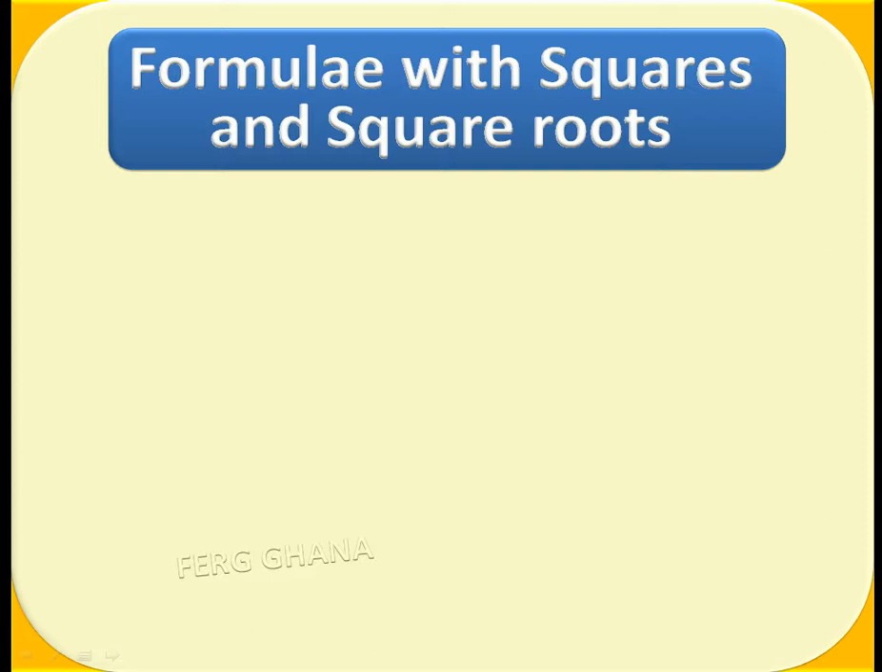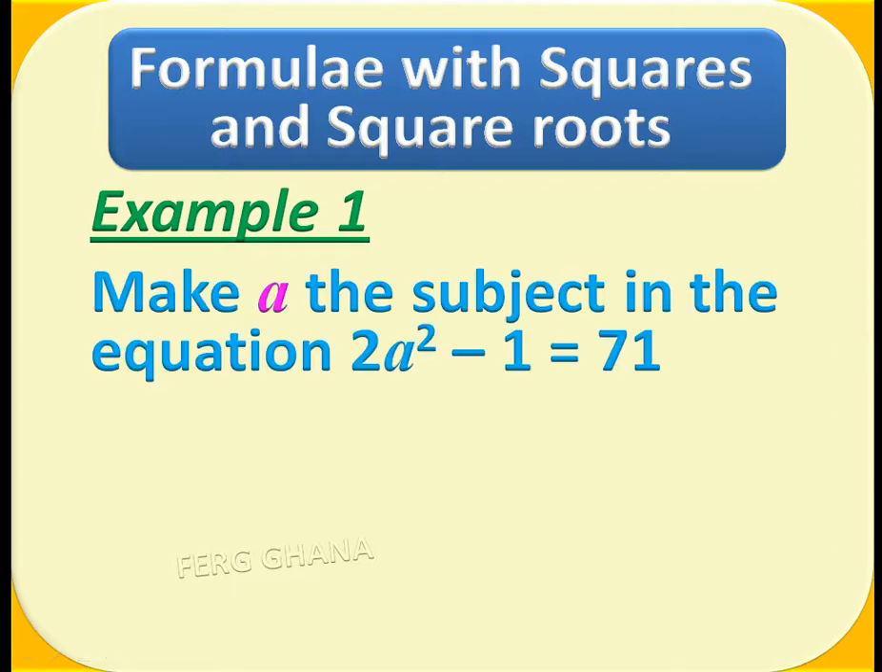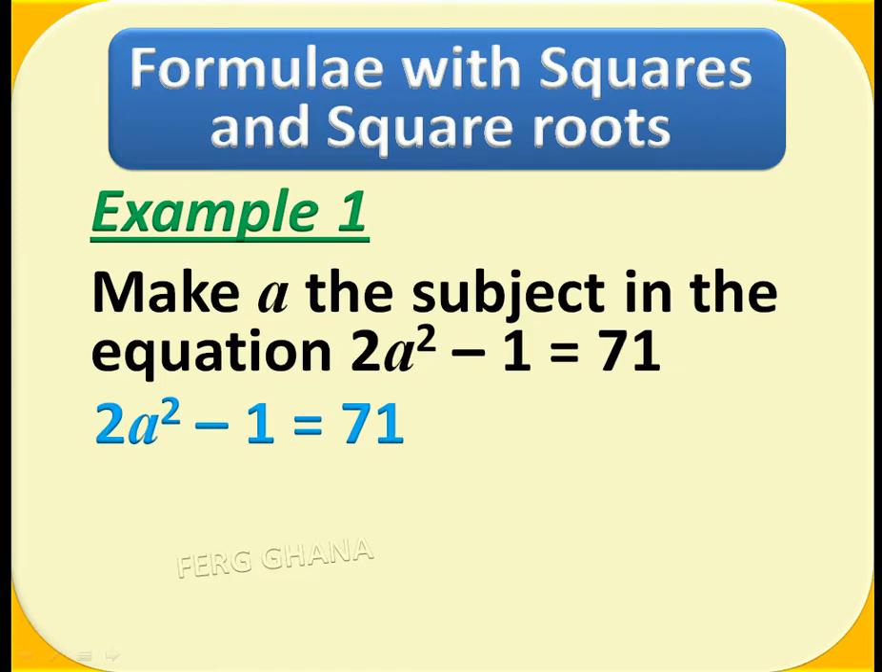Formulae with squares and square roots. Example 1. Make a the subject in the equation 2a squared minus 1 equals 71. 2a squared minus 1 equals 71.